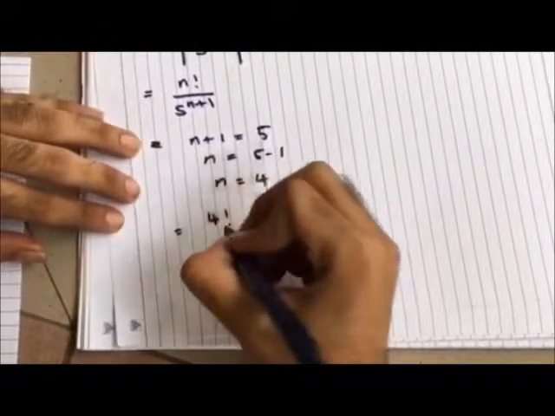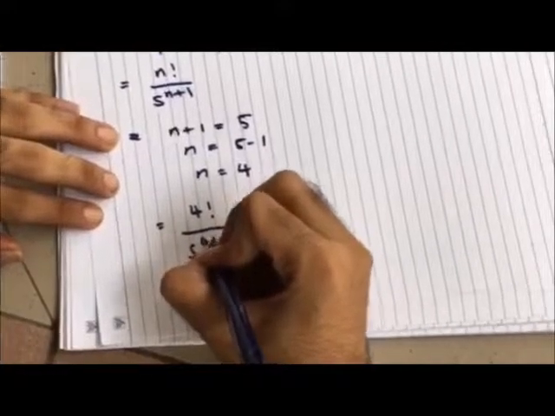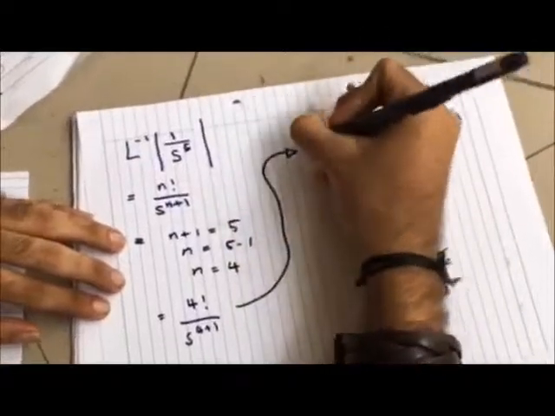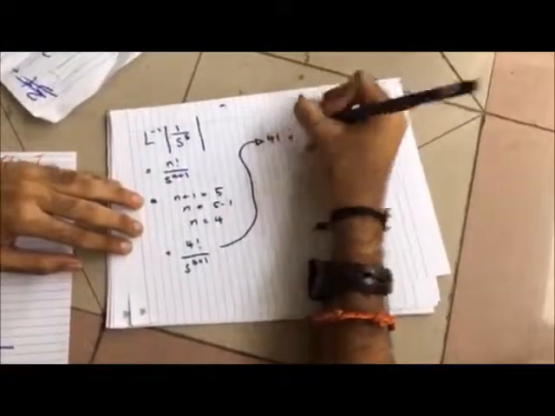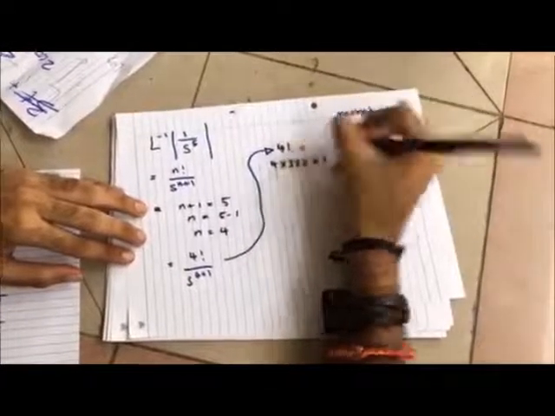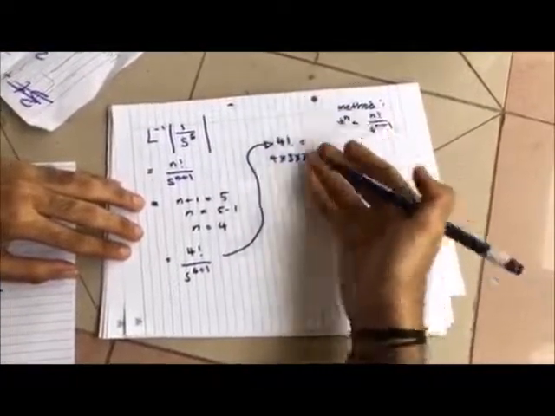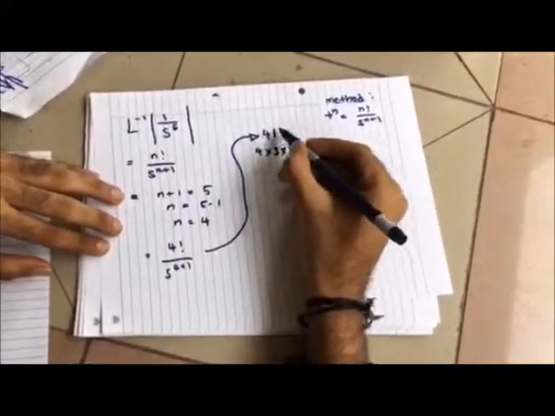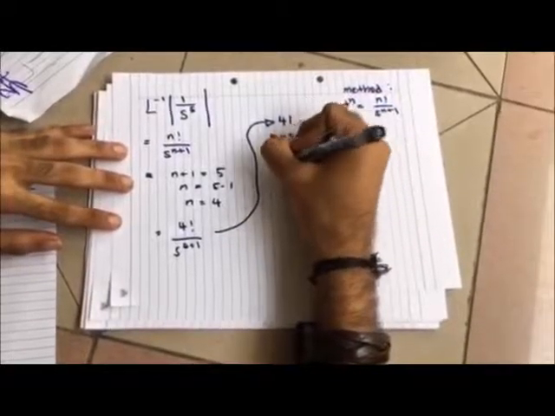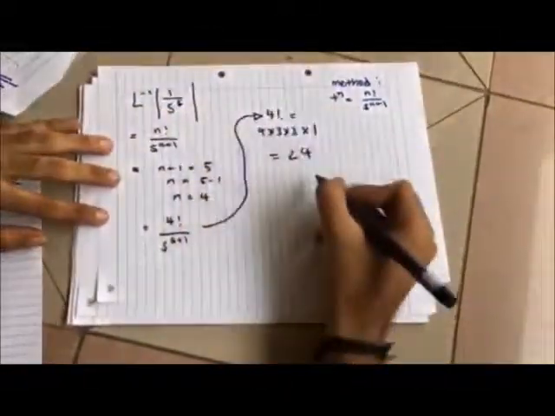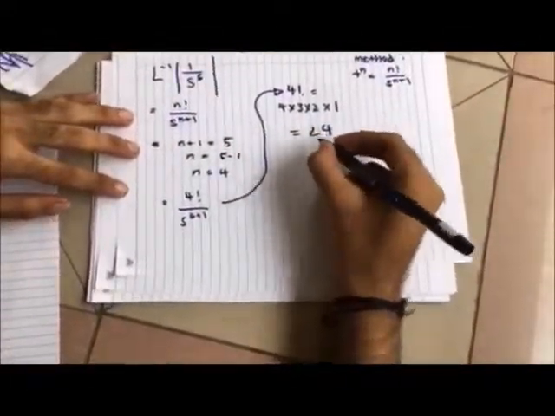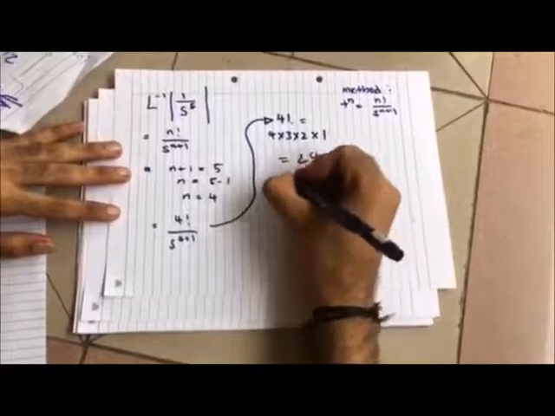When we have 4 factorial over s to the 4 plus 1, what does 4 factorial mean? It means 4 times 3 times 2 times 1. This is the meaning of factorial, in case you don't know it. Now, if we multiply this together, we get 24. But when they give you the answer, it's 1 over s to the power of 5. How do we get 1 here? This is where the tricky part comes in. So focus.